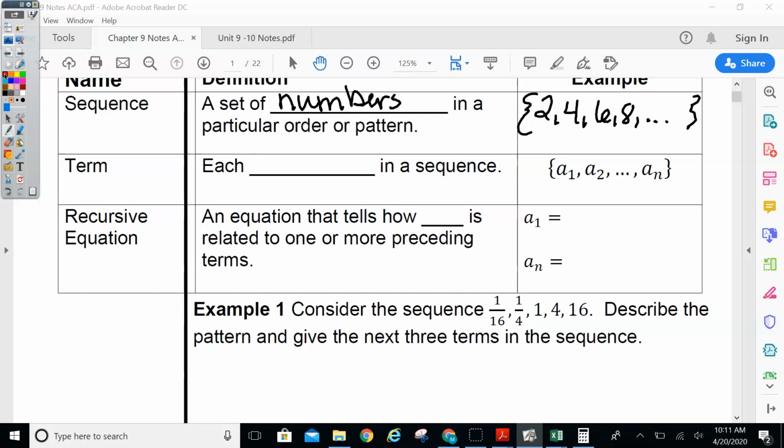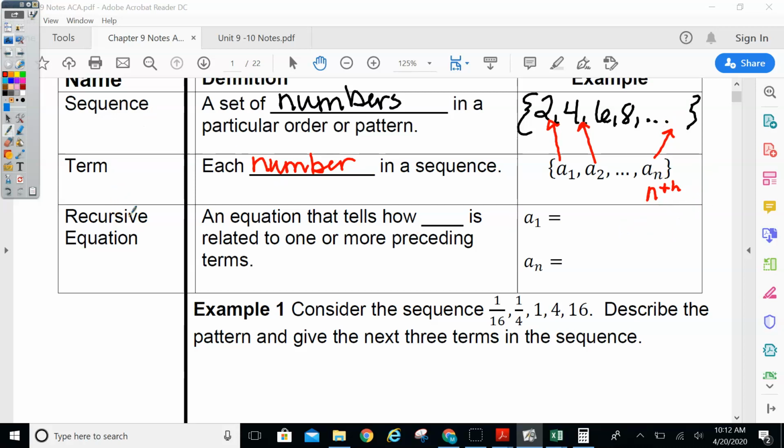So a term is each specific number in the sequence. So they all have A's. The little subscript tells you their position. So A1 is going to be the first number in the sequence. A2 is the second number in the sequence. An is somewhere over here, and this is going to be the nth number in the sequence. So the 20th or the 30th, whatever position I want, I denote that with a little subscript of n.